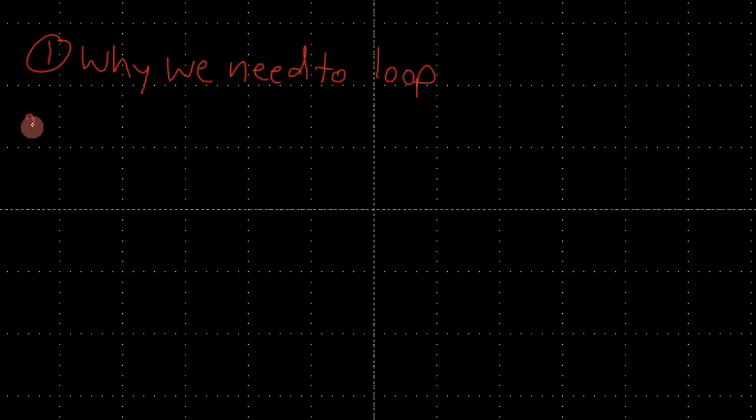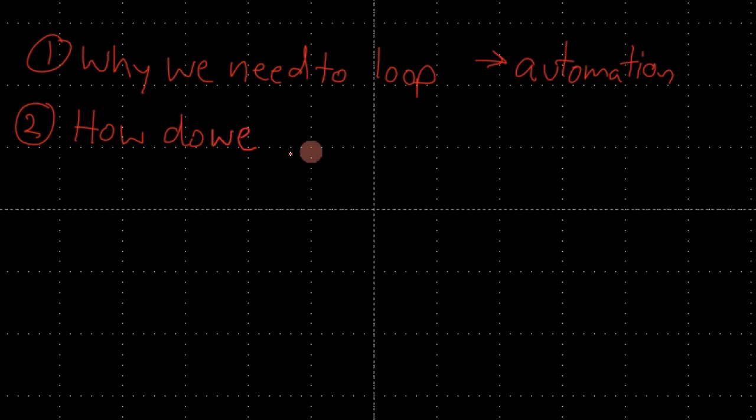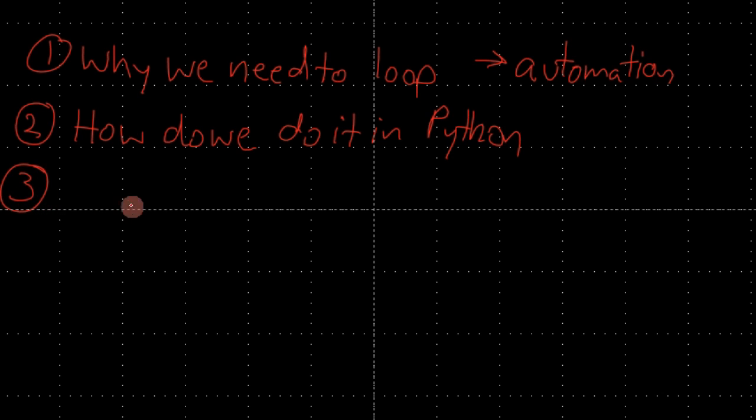So just to go over what we did in this lecture, we first went over why we need to loop, and that's basically automation. The second point is, how do we do that in Python, or any other programming language that you want. It's basically the same idea.